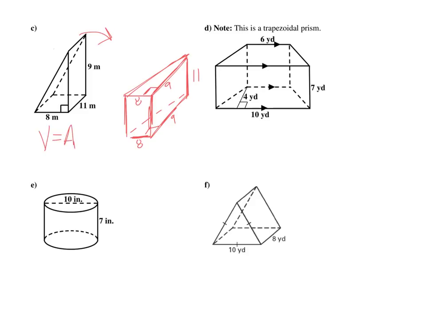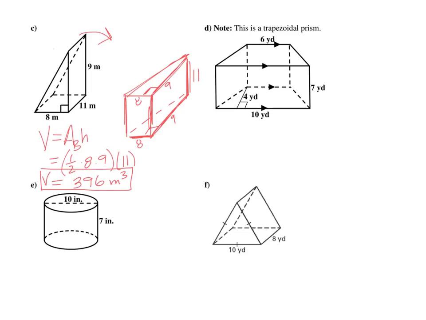It's area base times the height. So the base is a triangle. So I have half of, let's see, what's the base and height of the triangle itself? 8 times 9. And then what's the height of the prism? 11. So I end up with half of 8, which is 4. 4 times 9, which is 36. 36 times 11 is 396. And it's going to be meters cubed. Done. All right, next idea.